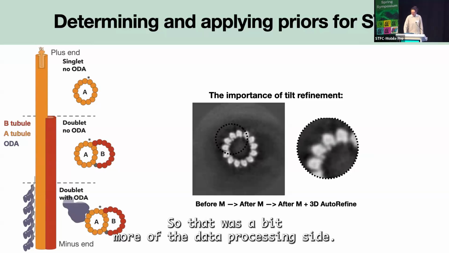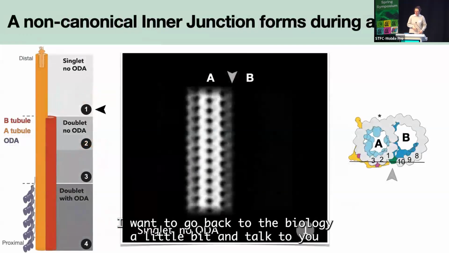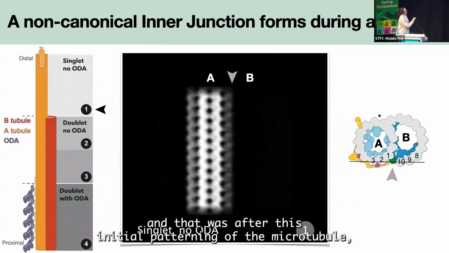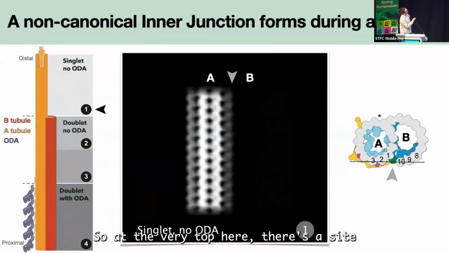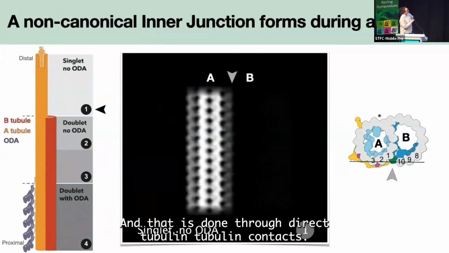So that was a bit more of the data processing side. I want to go back to the biology a little bit and talk to you about the next question that we were really interested in understanding. That was, after this initial patterning of the microtubule, how is this B tubule actually stabilized and bound to the A tubule? At the very top here, there's a site where the B tubule is nucleated, and that's called the outer junction. That is done through direct tubulin-tubulin contacts.